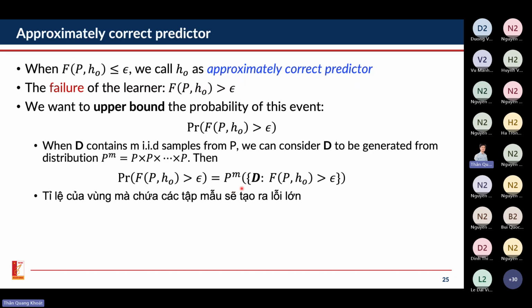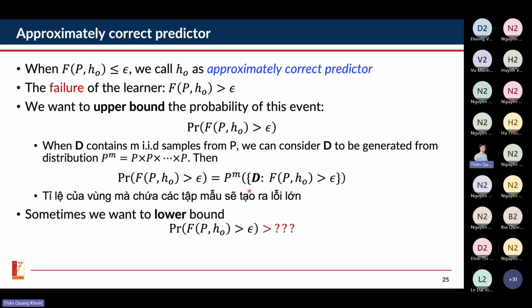The probability that we can have the set of every bad training set, right? It is the set of D such that the test error is greater than epsilon, right? If we know this, we can have a good estimate about the test error, right? With a high probability.